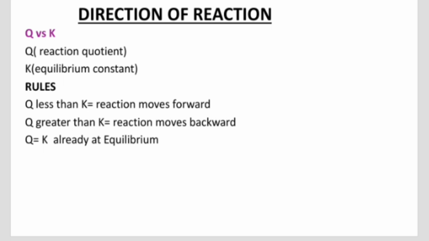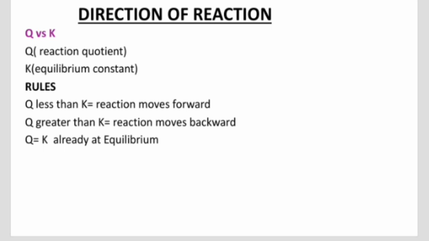Now what does Q mean? Q means the reaction quotient. What about K? K is the equilibrium constant, which we have been doing. Now, the rules that you should know is, if Q, which is reaction quotient, is less than K, then the reaction moves forward.